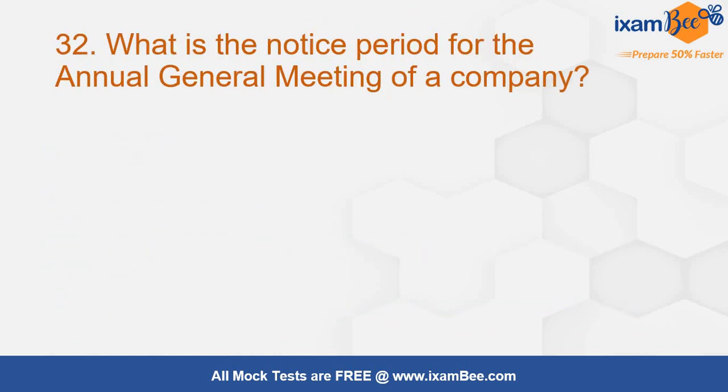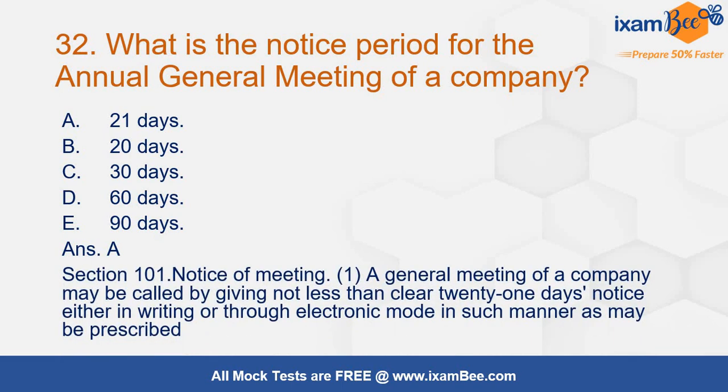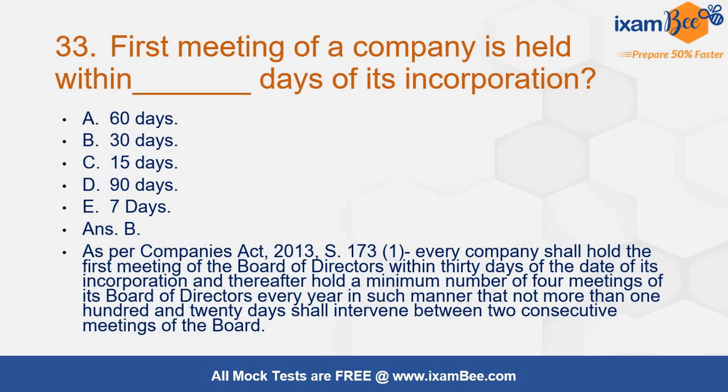What is the notice period for the annual general meeting of a company? 21 days, 20 days, 30 days, 60 days, 90 days. Now these questions are of such a kind that if you know, you know. If you don't know, you don't know. So for this you have to study and remember it. 21 days is the notice period of the annual general meeting that has to be given, and it can be given in any mode, writing or in electronic mode.